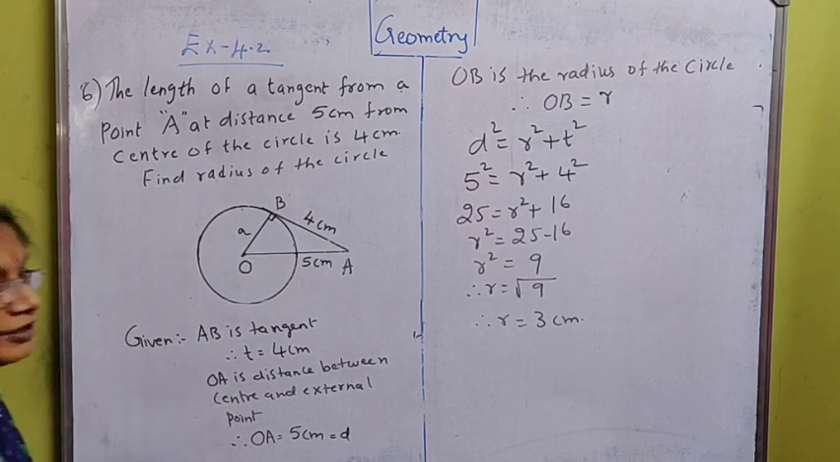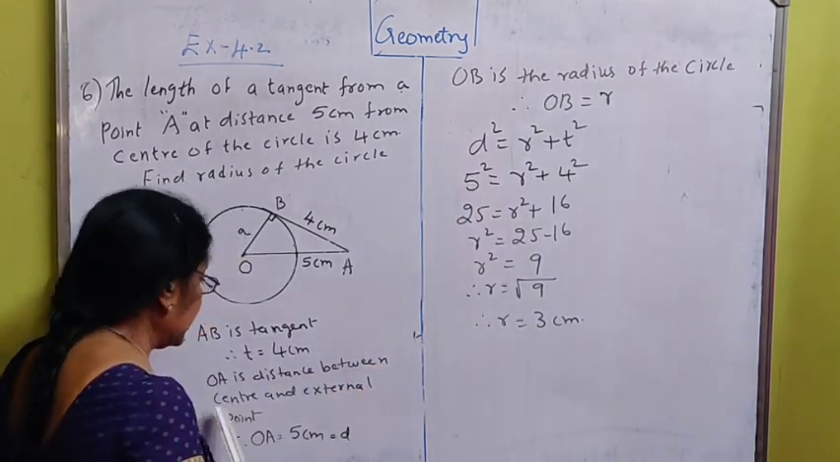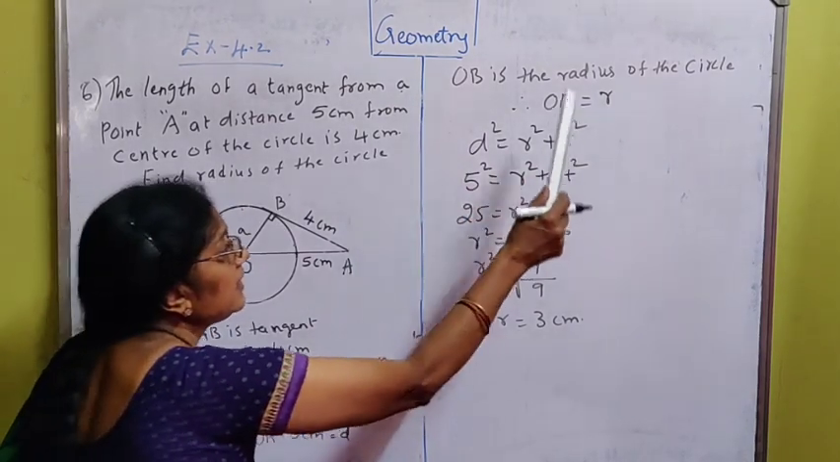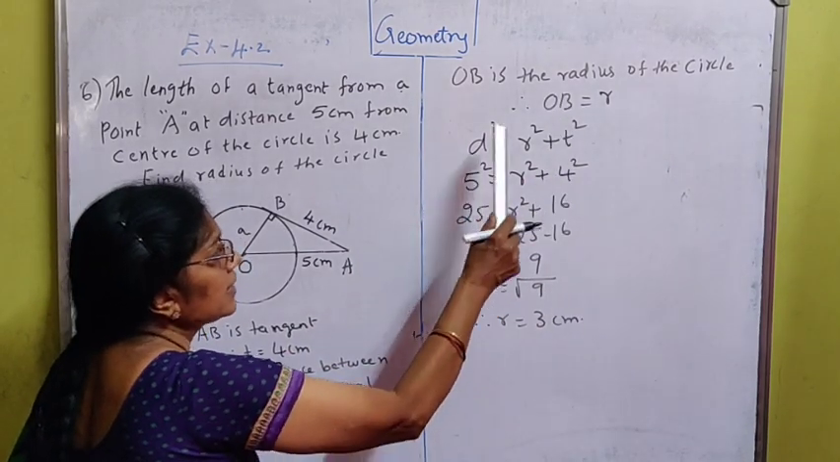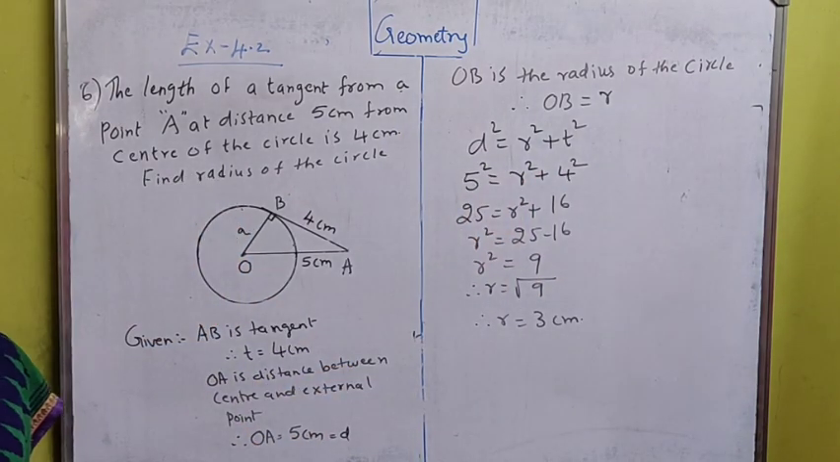So you came to know this equation is very important: D square, the distance between center and external point, R the radius, and T the length of the tangent. So D square is equal to R square plus T square. So this is how we have to solve problem number 6.